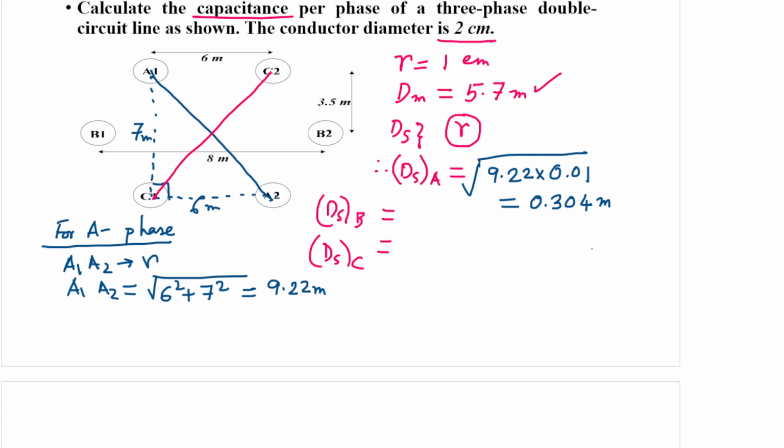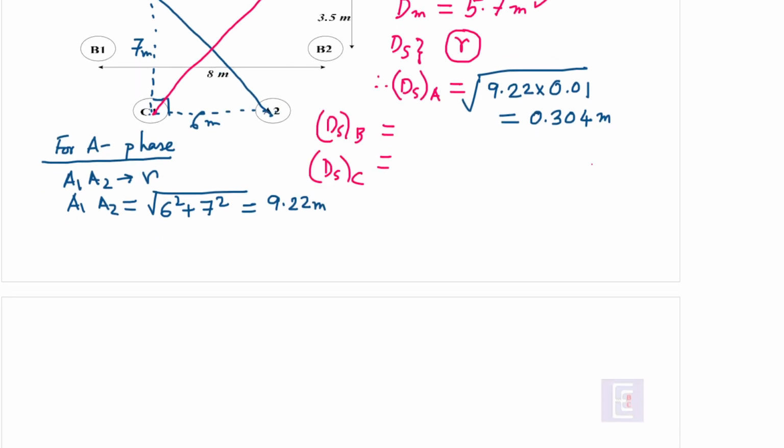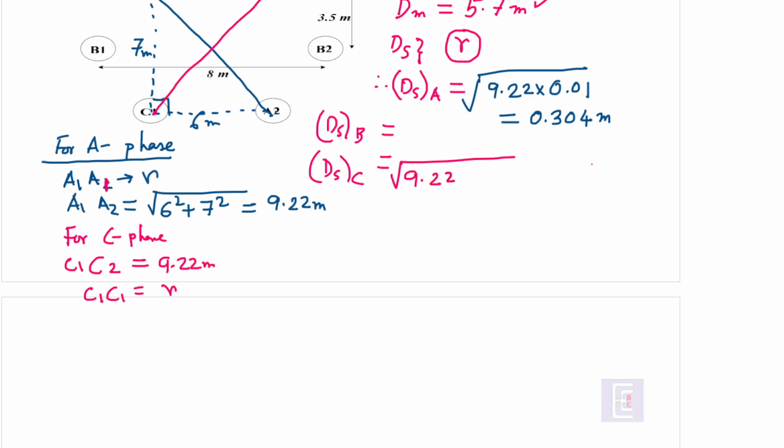So for C phase, we have C1, C2, which is 9.22 meter, and we have another thing, C1, which is equal to R. I think I have made a mistake. It should be A1. So DSC should also be square root of 9.22 into 0.01, which is found to be 0.304 meter.